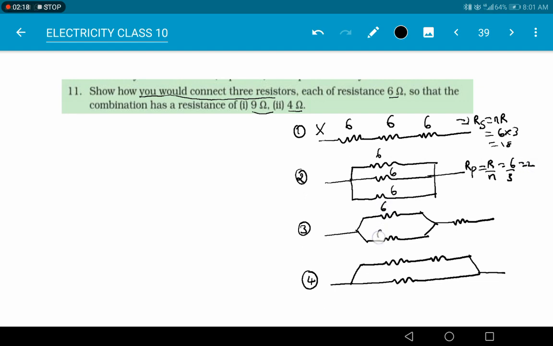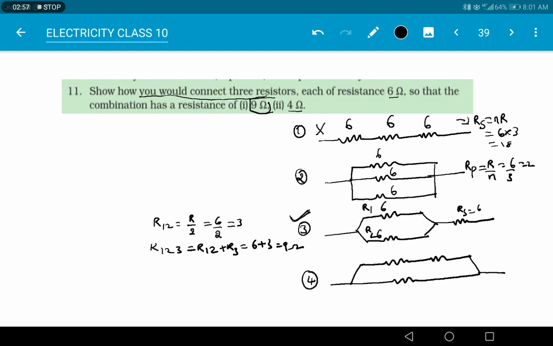Now let us take this combination. Suppose these are R1, R2 and R3. The effective of the first two, R12, we can write as R by 2, that means 6 by 2, which is 3. Therefore our aim is to find R123. R123 is R12 plus R3, 6 plus 3, the answer is 9. So to get 9 ohm effective resistance, we should select this kind of combination of resistances.